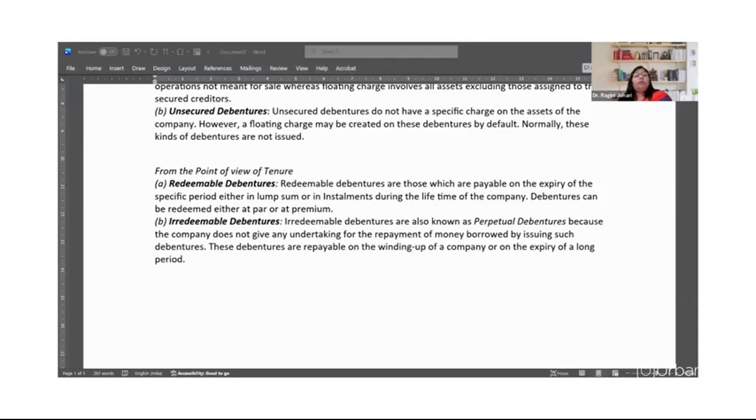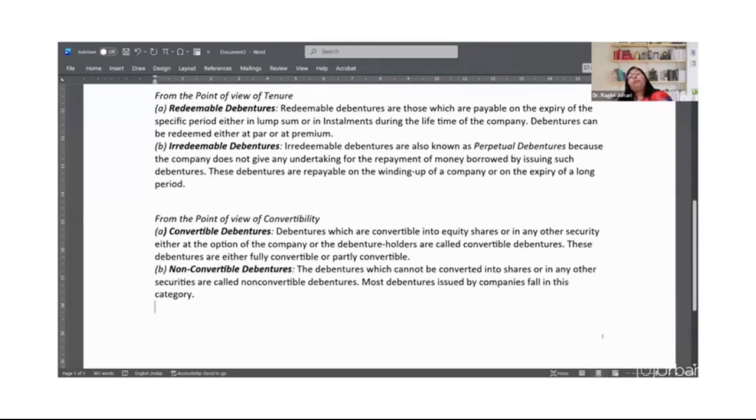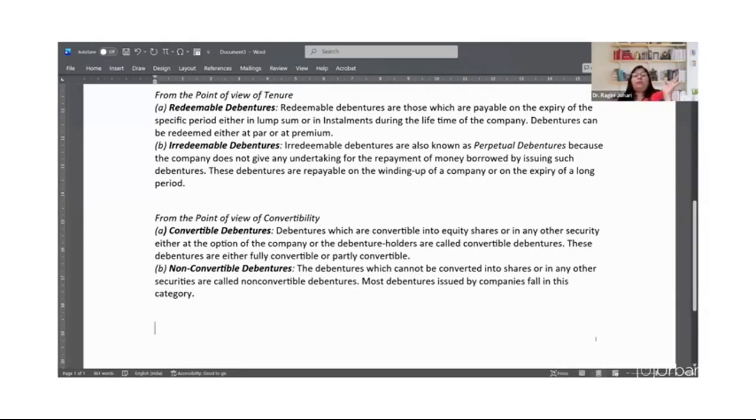Then we can understand this from the point of view of convertibility. From this point of view, we again have two types: convertible debentures and non-convertible debentures. Convertible debentures are those which can be converted into equity shares or any other security at the option of the company or the debenture holders. This conversion can be full or partial, at the discretion of the company as well as the debenture holder. Non-convertible debentures cannot be converted into shares, and if they are redeemable, they will be redeemed and the principal will be returned to the debenture holders.